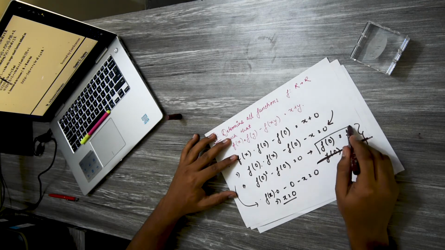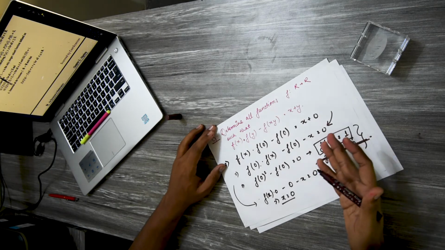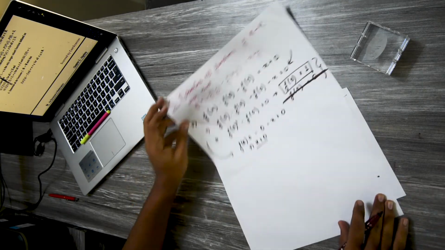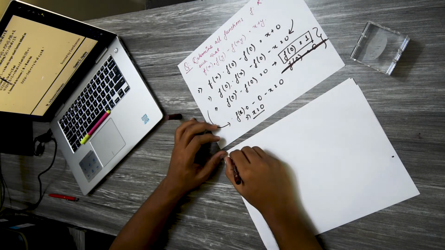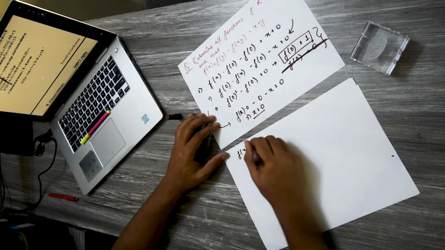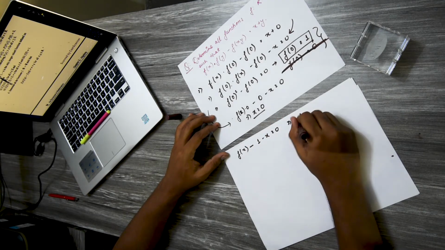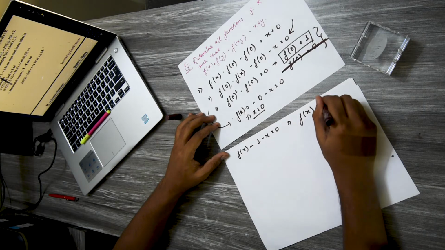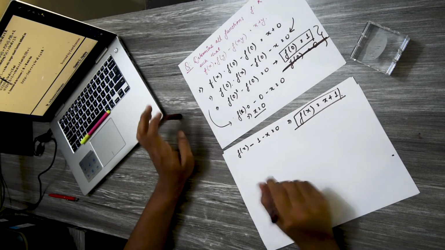Hence f(0) will be 1, and we'll use this to find out f(x). So here's how we are going to do that. We'll simply put in f(0) equal to 1, which means f(x) minus 1 minus x is equal to 0, which means f(x) is equal to x plus 1 for all real x. Very simple, huh?